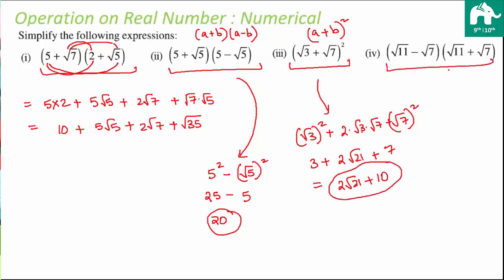Fourth one: root 11 minus root 7 into root 11 plus root 7. This is in the form of a minus b into a plus b, which is again equal to a square minus b square. That is equal to root 11 square minus root 7 square. So that is 11 minus 7, which is equal to 4.